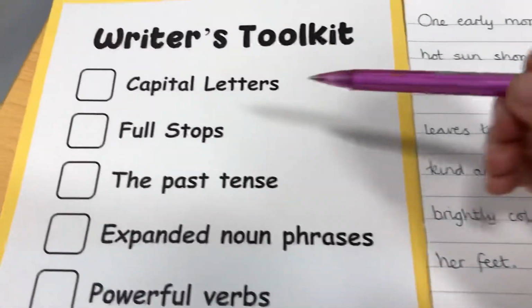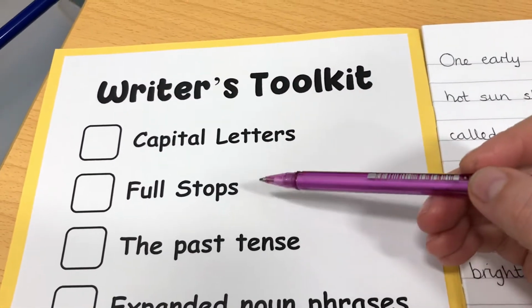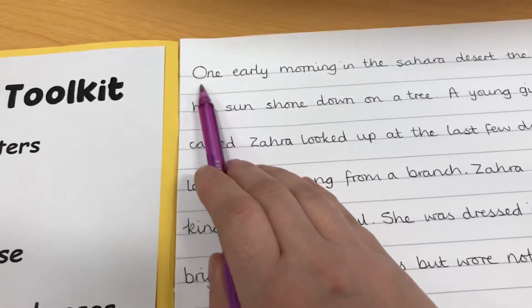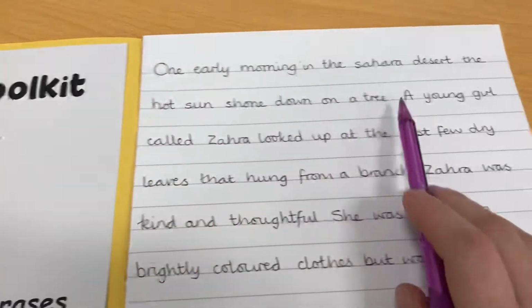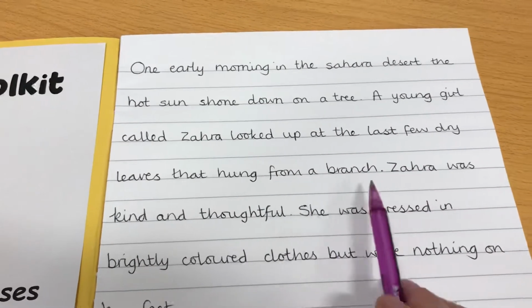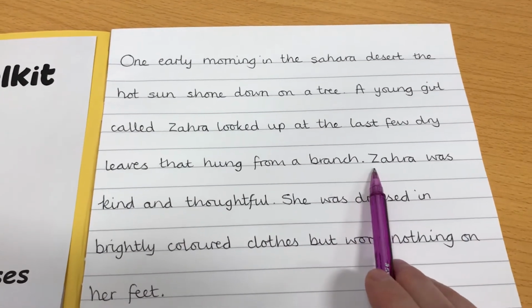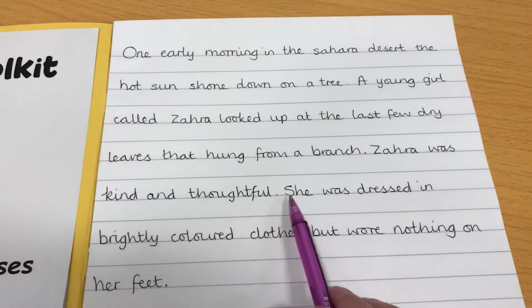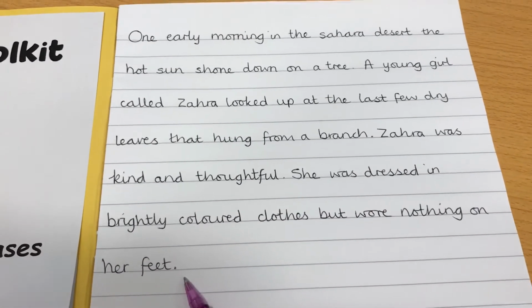So the first thing I'm looking for is capital letters and full stops. So I'm going to check that all of my sentences start with a capital letter and end in a full stop.